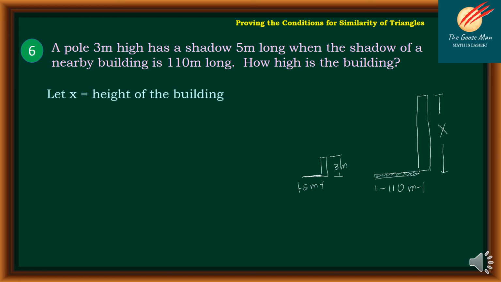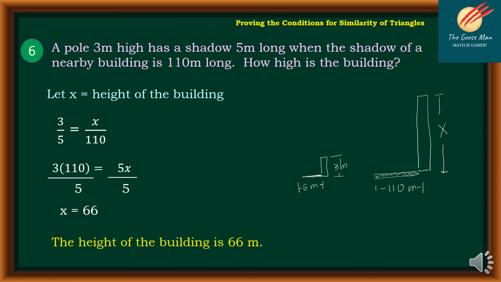From this, we can now create the ratio and proportion. I can have the height of the pole over its shadow, which is the same as the height of the building all over its shadow. So we have 3 over 5 is equal to x all over 110. Now, using the cross products, I can have 3 times 110 is the same as 5 times x. Solving for x, divide both sides of the equation by 5. So I come up with x is equal to 66. Therefore, we can say that the height of the building is 66 meters.